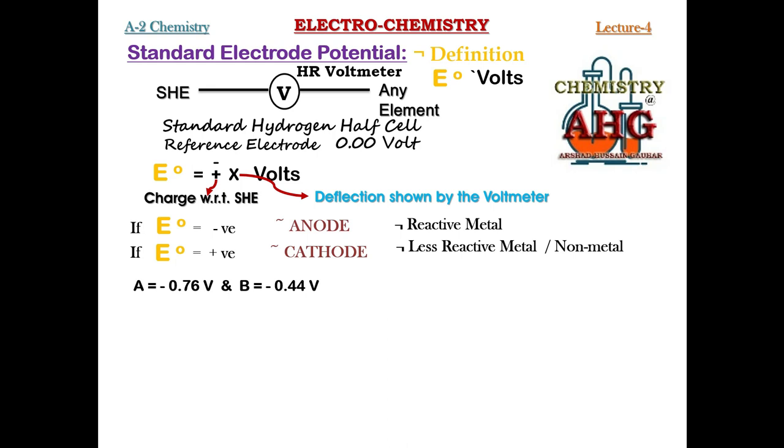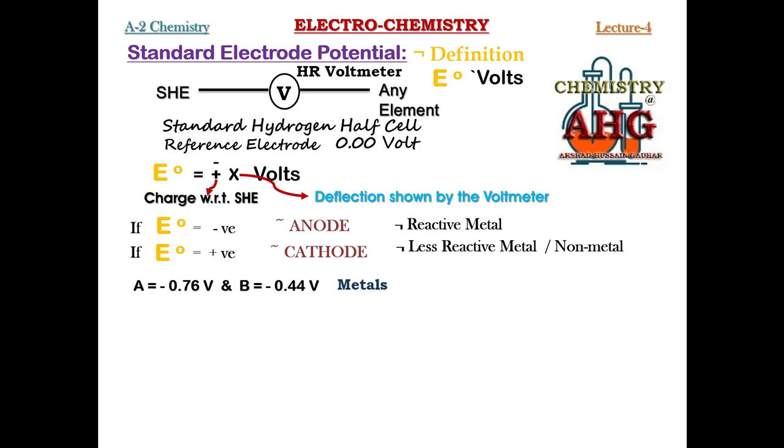For example, look at this example that I am telling you. In this example, two elements, I have not given you the exact identity of these two elements, but if you look at, one is element A, whose electrode potential is minus 0.76, and other element whose electrode potential is minus 0.44. So one thing for sure, you must be able to predict that both of these elements are metals. Why metals? Because their standard electrode potential is negative. This is one thing that you can predict.